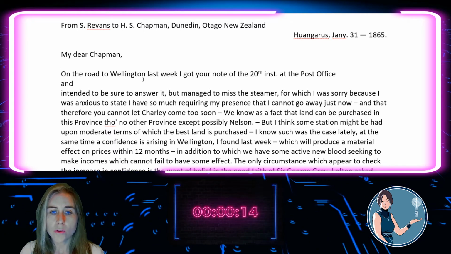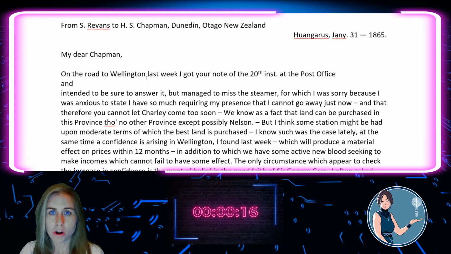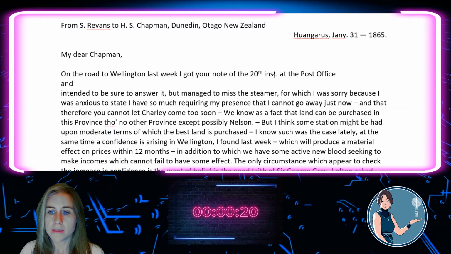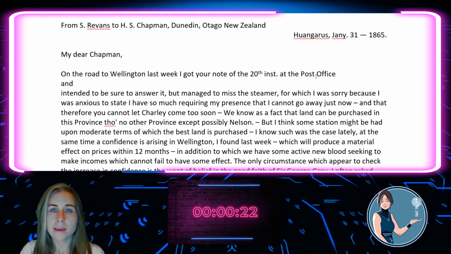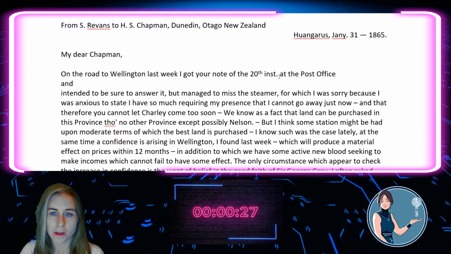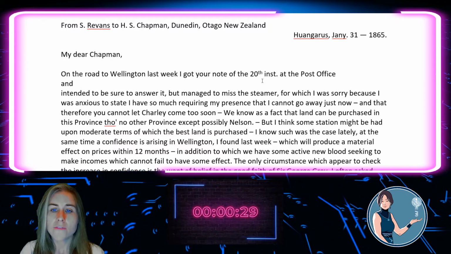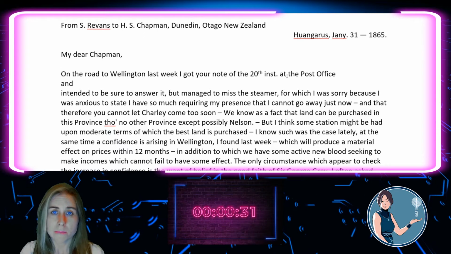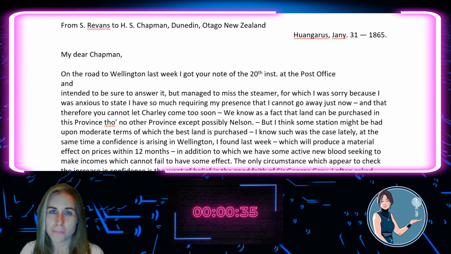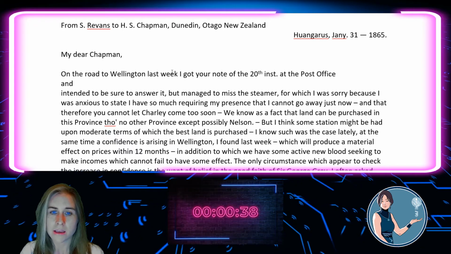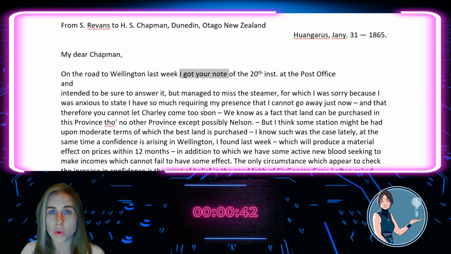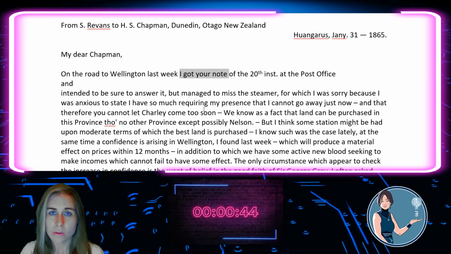So again, on the road to Wellington, not important for our current analysis. I got your note of the 20th instant at the post office. At the post office, again, a prepositional phrase, where he got it, not important. Of the 20th instant, or the 20th of this month, that tells us a bit about the note, but not important for the basic idea of the sentence. Really, the clause is I got your note. That's really all we need.